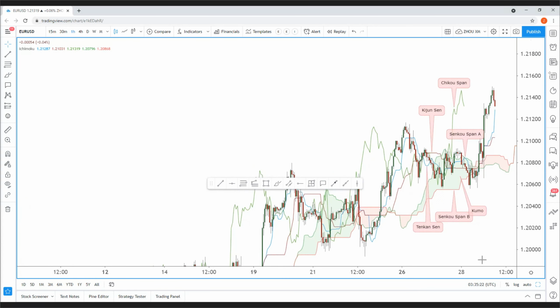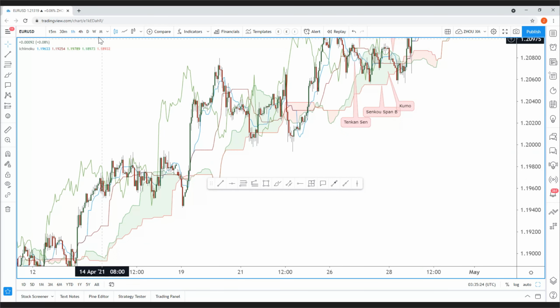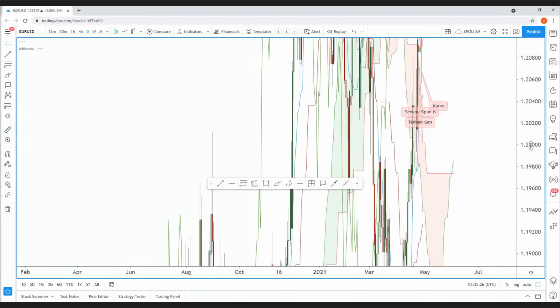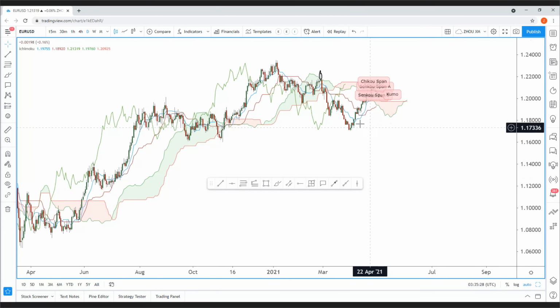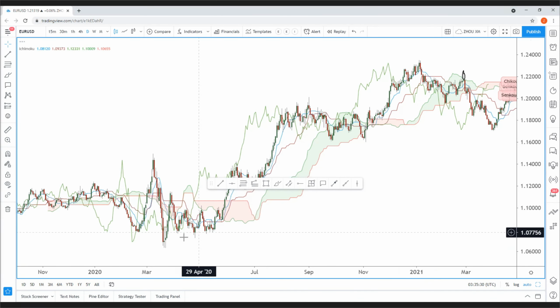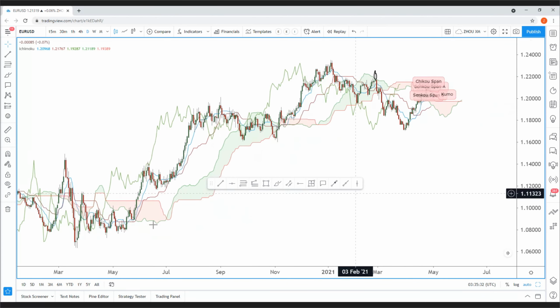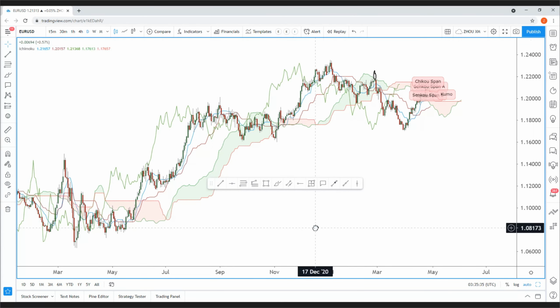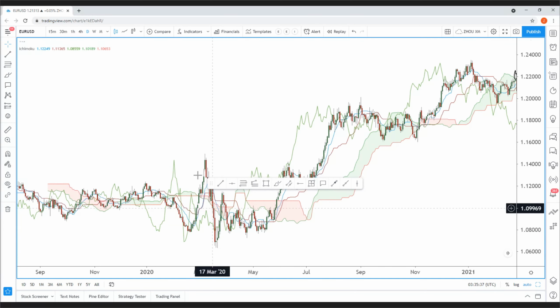So I'll show you that. Let's just say if we go to daily, you can see EUR/USD is in the uptrend. This whole period, EUR/USD is in the uptrend. However, what about here? This period is obviously oscillating, and you can see that the prices are just cutting through the Ichimoku Kinko here.